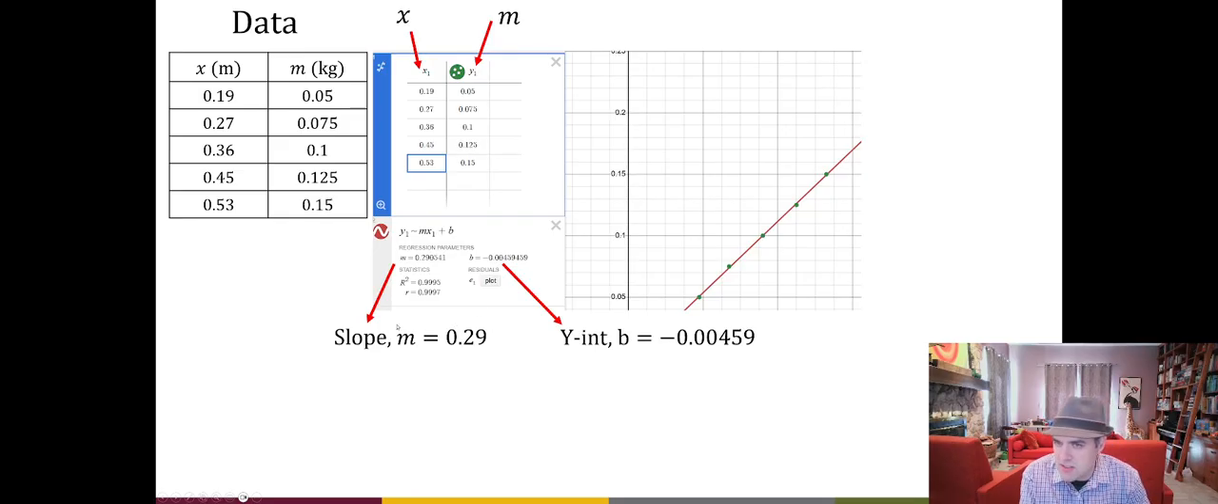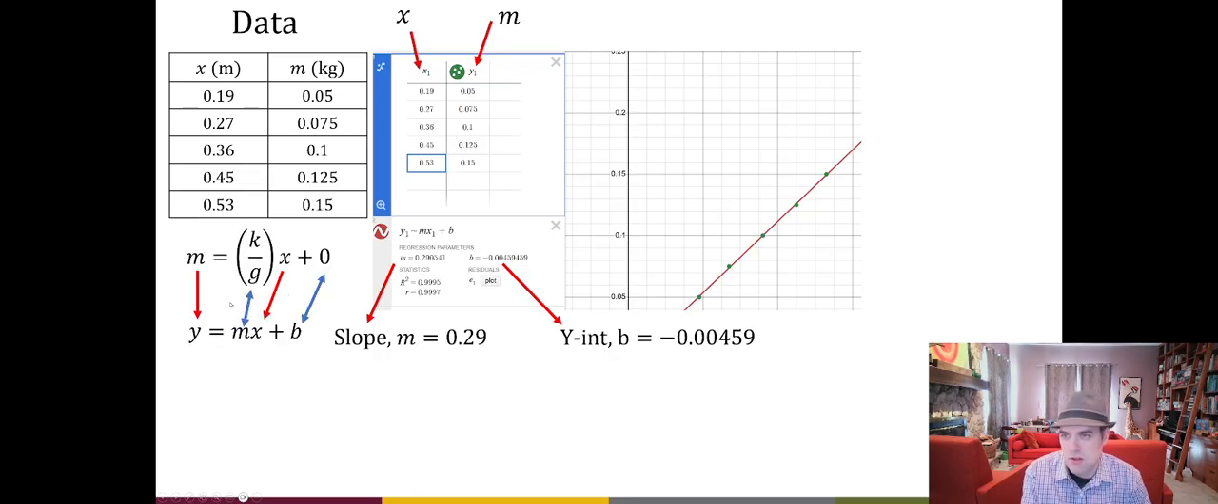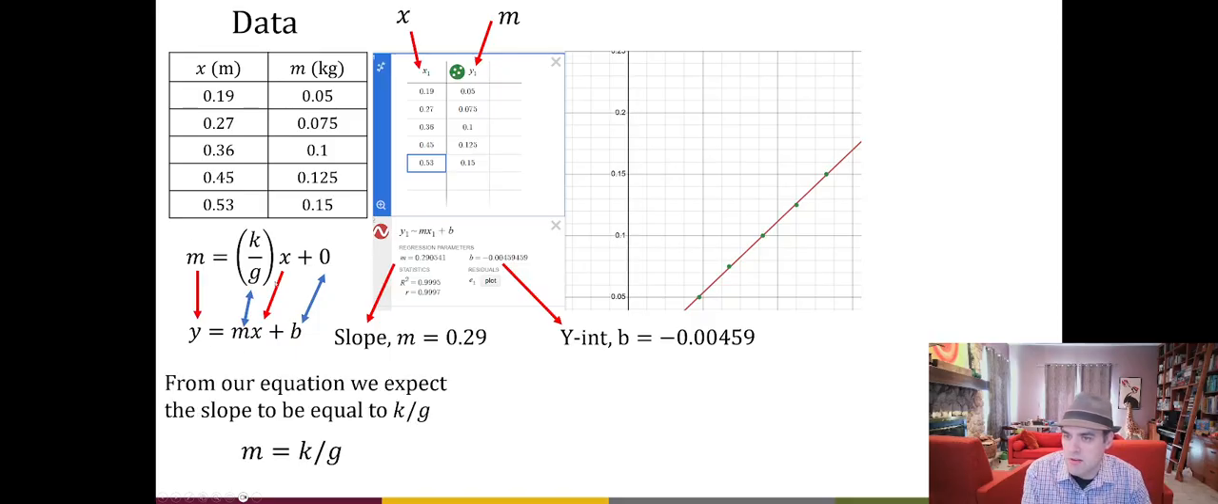Well, how can I use this m to calculate the spring constant? Well, that's why we plotted it this way. So the m of the slope is going to be equal to k over g. So from our equation, we expect the slope to be equal to k over g. So m of our slope, which is the 0.29, not the mass, the 0.29 of the slope, is equal to k over g.